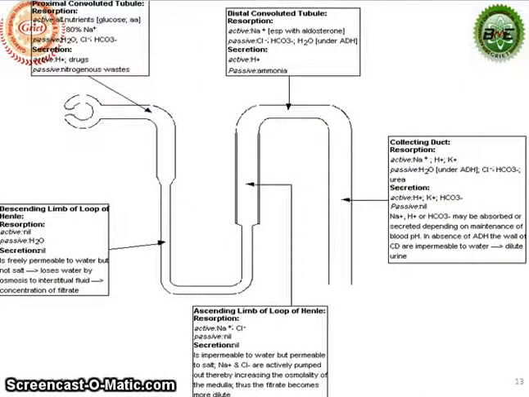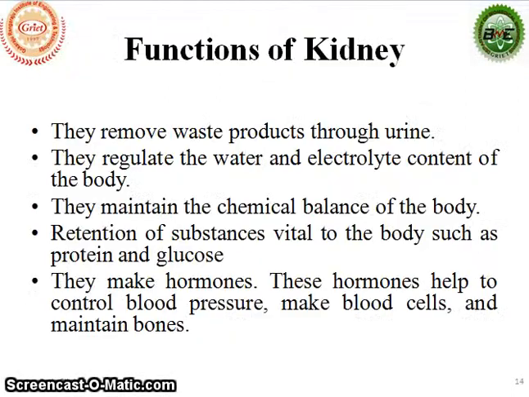Here you could see a brief glimpse of a basic functional diagram of a nephron, showing where vital substances are secreted, absorbed and filtered out of the body. Some of the major functions of the kidney include removal of waste products through urine, regulation of water and electrolyte content of the body, maintenance of the chemical balance of the body, retention of substances vital to the body such as protein and glucose, and also helping in making hormones that control blood pressure, making of blood cells, and maintenance of bones.